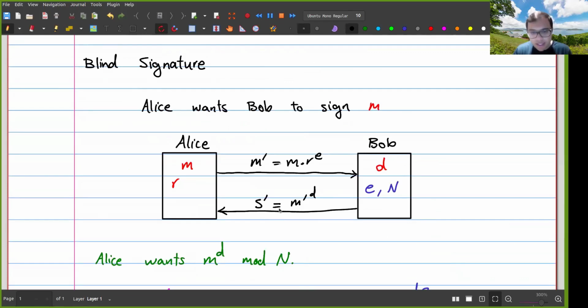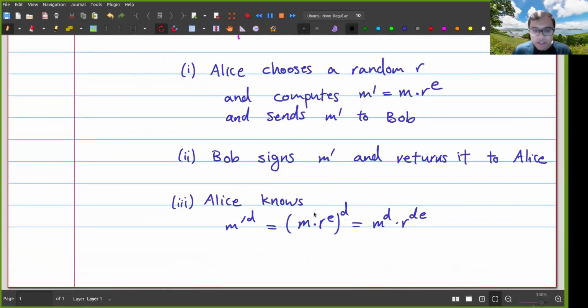So this is S prime, which is M prime to the power of D. So I know that this signature S prime is M prime to the power of D, which is M times R to the power of E, all of it to the power of D, which is M^D times R^D. But now remember that R to the power of DE is just R. So this is equal to M to the power of D times R. And M to the power of D was the signature that Alice was actually looking for.